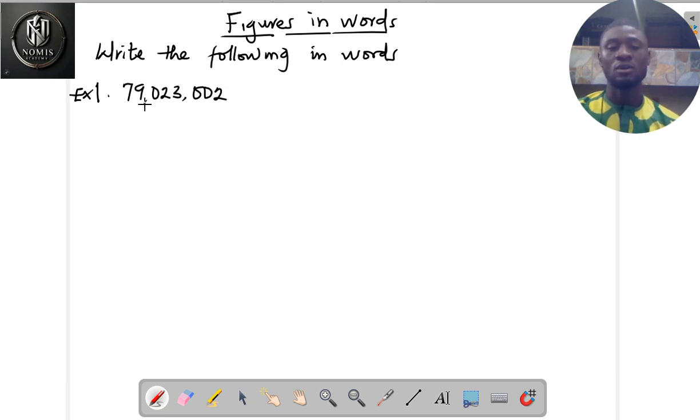So to write figures in words, you begin from the left hand side and not from the right hand side of your notes. So let's begin from the left hand side. Since you've known that this is 10 million, it's going to be 70 something. After this 10 million, that is the million itself, that's 9. So this is 79 million. So let's write that: 79 million.